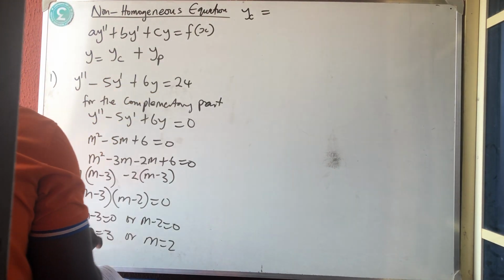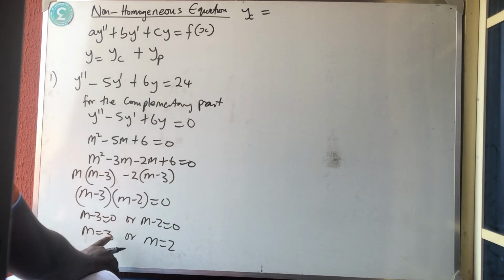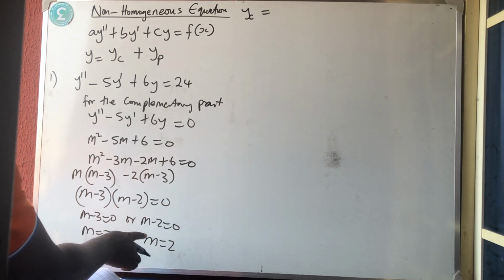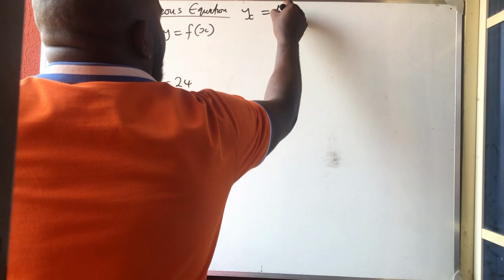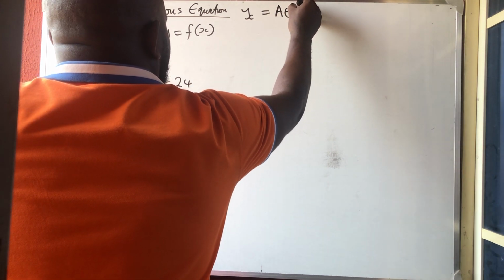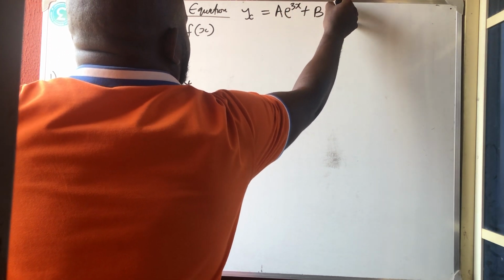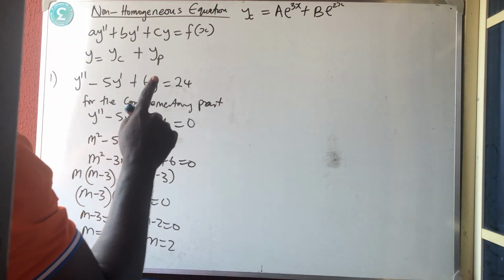So my complementary part, we call it yc. We know the method now. This one is real and distinct, or real and not the same. So it will be A e raised to power 3x plus B e raised to power 2x. This is for the complementary part.